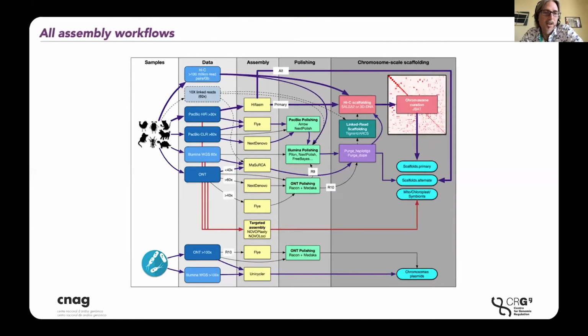So all these techniques, all these data types, I've put into an overview of all the different workflows that we do and we're working on. So it depends on your input data type. If you have ONT and Illumina, we can run MaSuRCA or NextDenovo or Flye, Polish. If we have linked reads, we can scaffold with linked reads, right? If we have Hi-C data, we can put these into chromosomes like this. This is for eukaryotes, and for prokaryotes, we have a separate pipeline here that's much simpler.